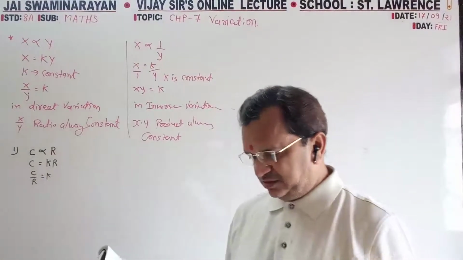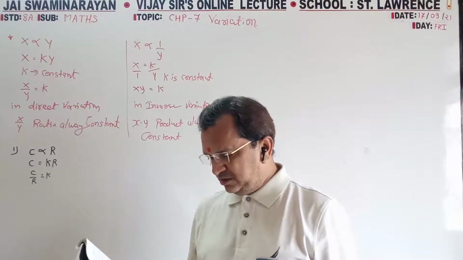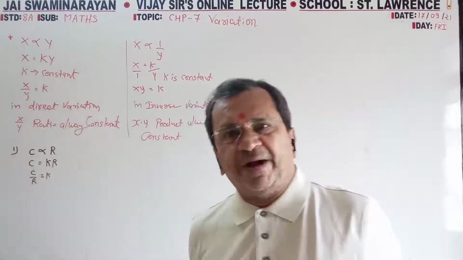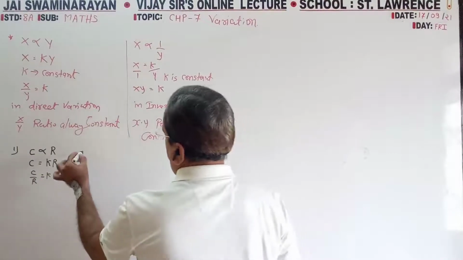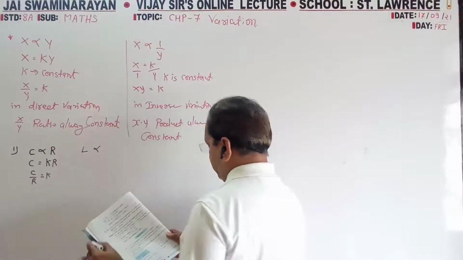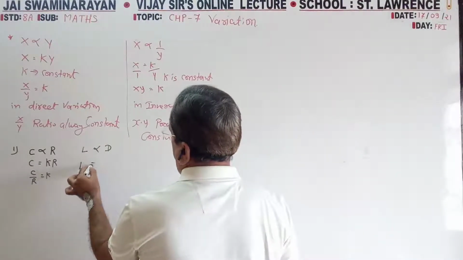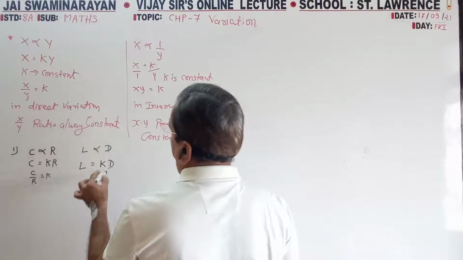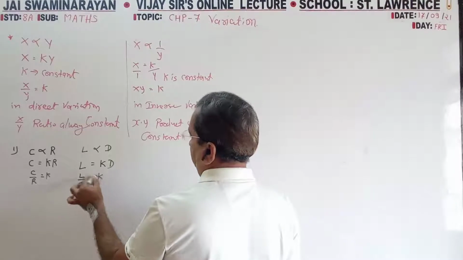Next, petrol in a car and distance travelled. More the petrol, more distance will be travelled. So petrol they have given as L, directly proportional to the distance D. More the petrol, more the distance you can travel. Always remove the proportional sign and put k. L by D is k.